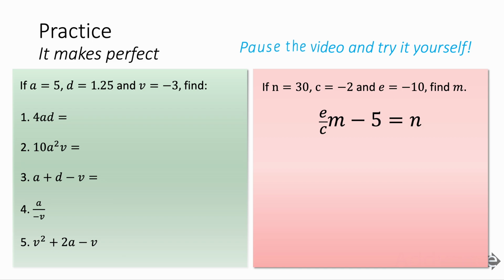We've got some practice questions for you to try here. In the green, we've got a is 5, d is 1.25, and v is minus 3. And I'd like you to evaluate all those expressions in the green box. Now, for the red, you're going to use n equals 30, c equals minus 2, and e equals minus 10. And you have to find m. Okay, so pause the video now and try this yourself. It should take you about 5 to 10 minutes. Let's see how well you do.